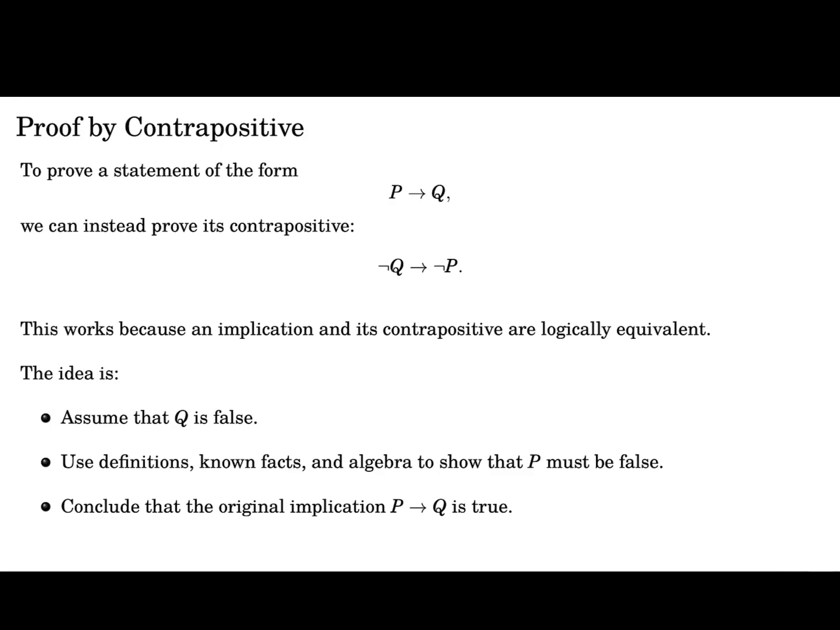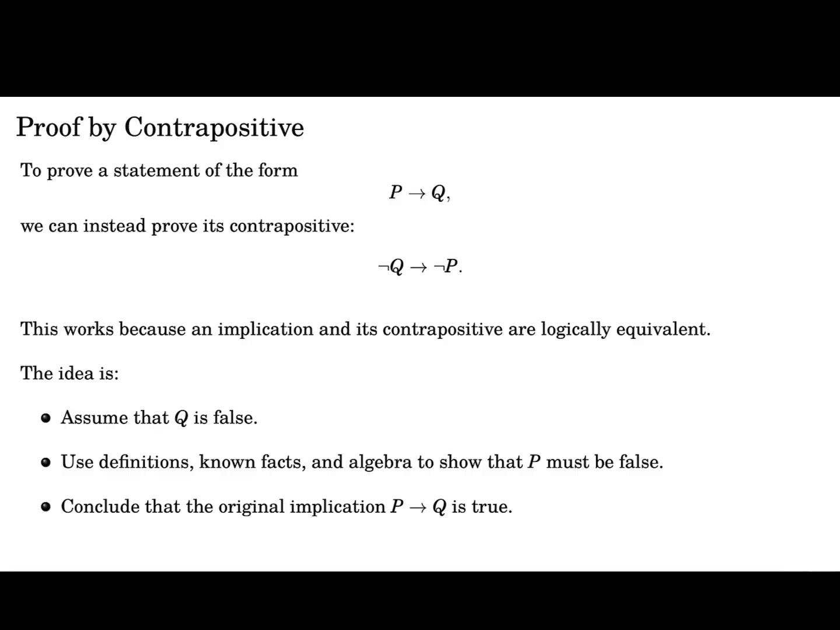Proof by contrapositive is another way to prove an implication. So suppose we want to prove a statement of the form P implies Q. Instead of doing that directly, we can instead prove the contrapositive, not Q implies not P. This works because an implication and its contrapositive are logically equivalent, so proving one proves the other, right?